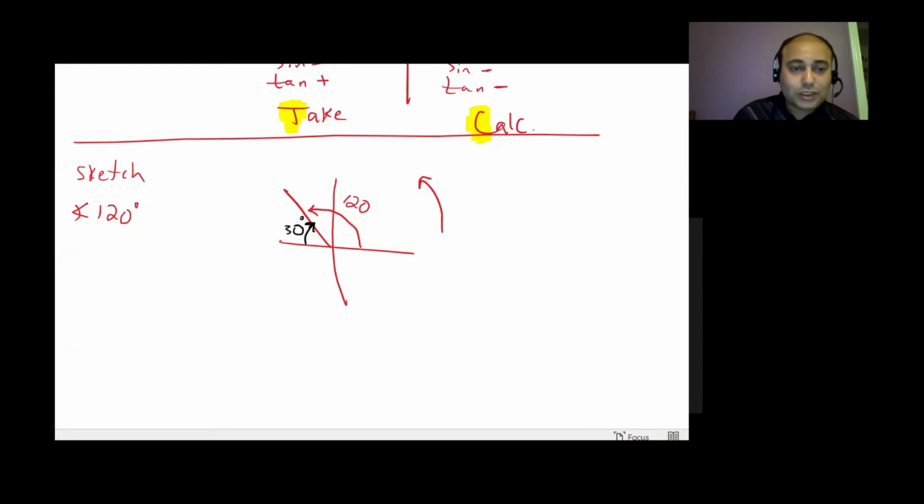Now, how about if I want you to sketch angle negative 120 degrees? Which quadrant would that be? Is it going to be quadrant 4, quadrant 3? Let's look at this one. Right here, we're going to start from the initial side. Because it is a negative angle, so just remember, if it's a positive angle, you go counterclockwise.